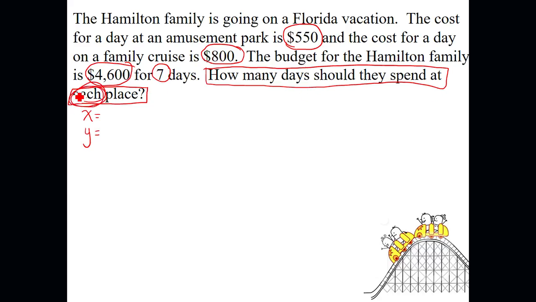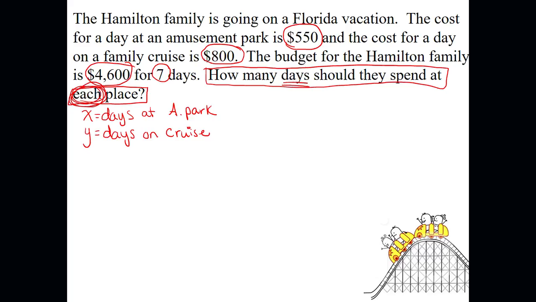Each place, what does that mean? Oh, well, they're going to either an amusement park or they're going on a cruise. So I'm going to define my x and my y based on how many days, because that's what the question's asking, they should spend at each place. So my x is going to be days at the amusement park, and my y is going to be days on the cruise. Okay? So now let's take a look. Once we've defined, we're talking about days here. X and Y are going to be in days, so not a cost like the last one.